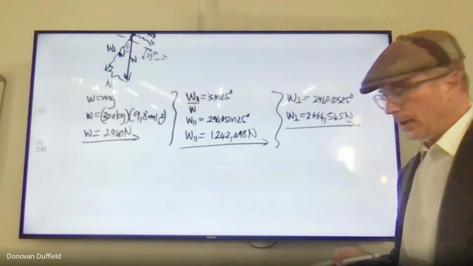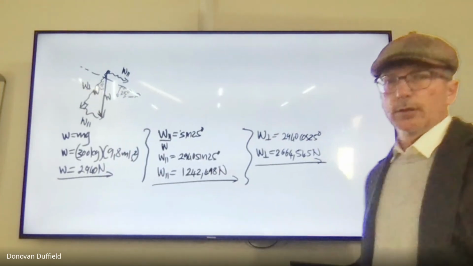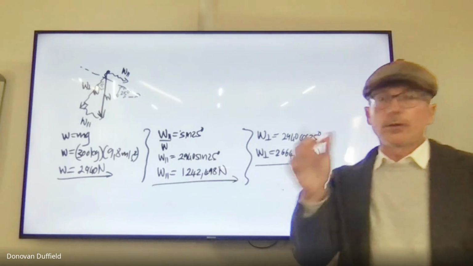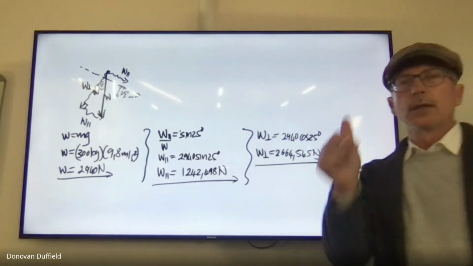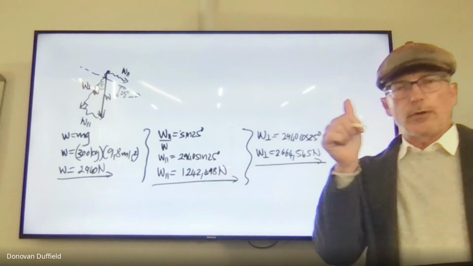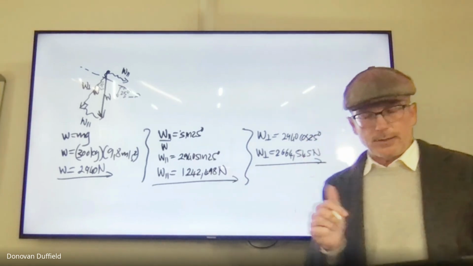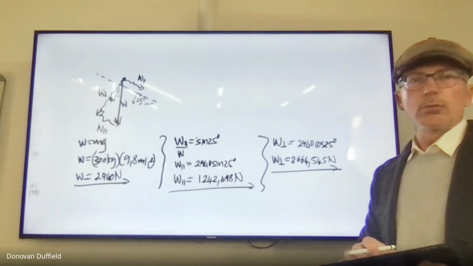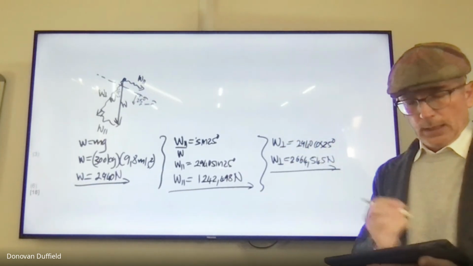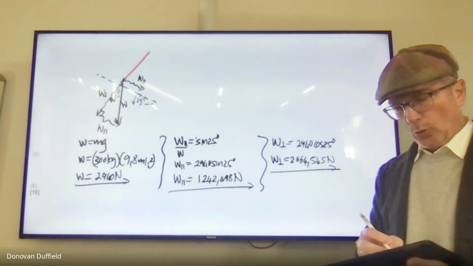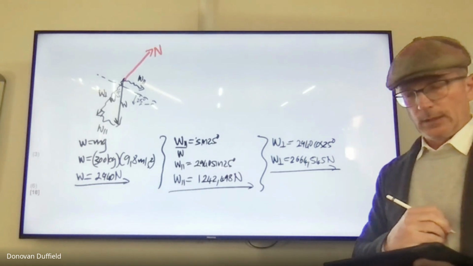So it's always good to take the weight on a slope, work out the weight, take the components, W parallel and W perpendicular, and work them out separately before you go any further. We know that there's going to be a normal reaction.